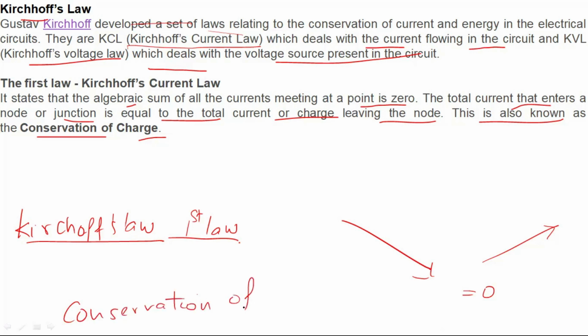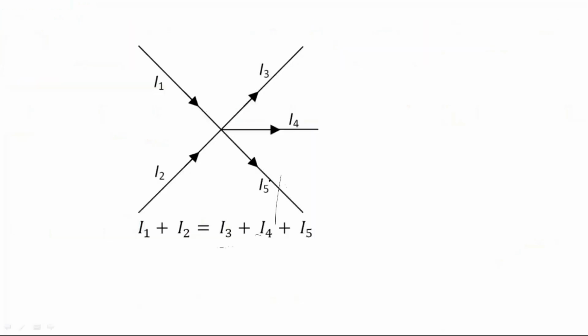You can see the figure. I1 is entering the junction and I2 is also entering the junction, whereas I3, I4, I5 are leaving the junction. So according to Kirchhoff's law, I1 plus I2 is equal to I3 plus I4 plus I5. This is Kirchhoff's current law.